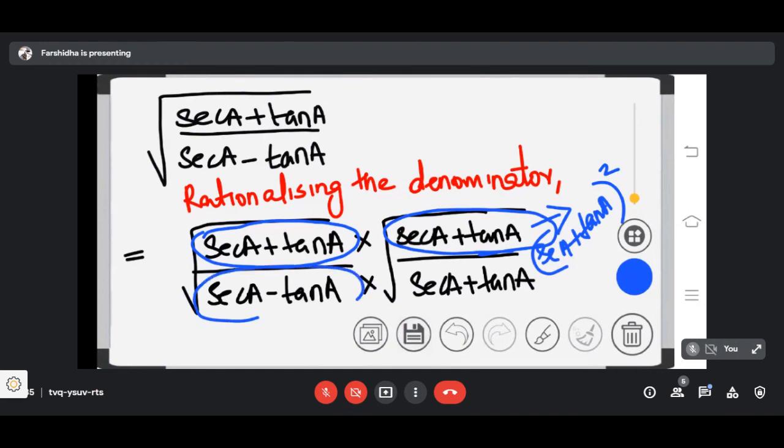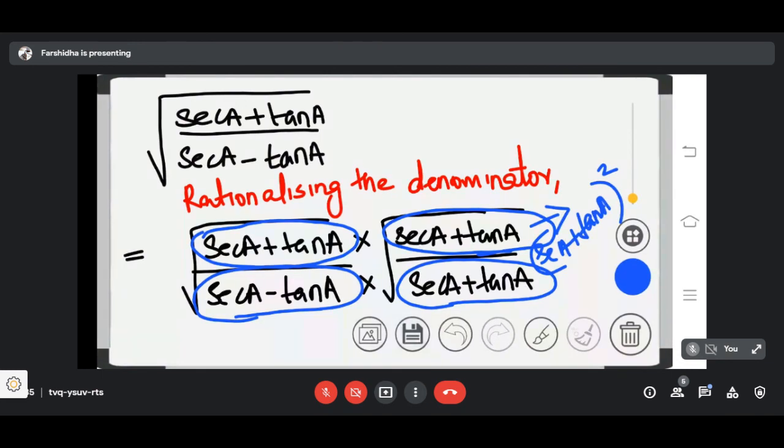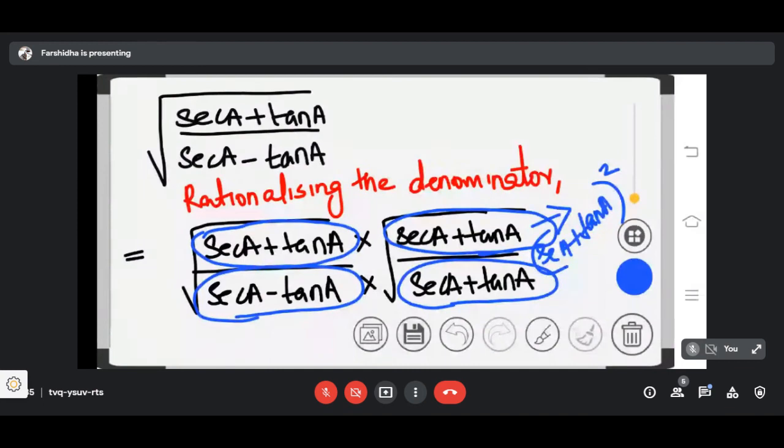Now come to the denominator side. See here it is sec A minus tan A, and here it is sec A plus tan A. So sec A minus tan A into sec A plus tan A is in the form of a minus b into a plus b. Algebraic identity number 3: a minus b into a plus b is equal to a square minus b square. So this denominator can be written as sec square A minus tan square A.